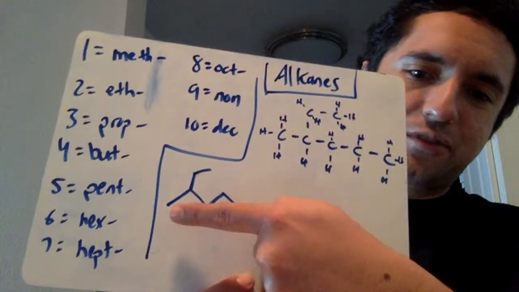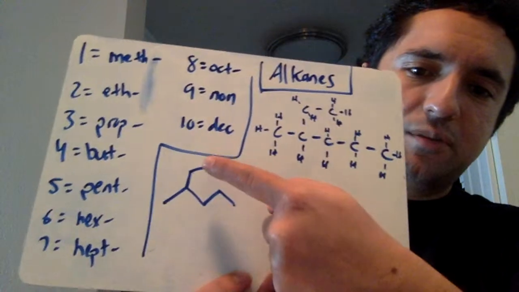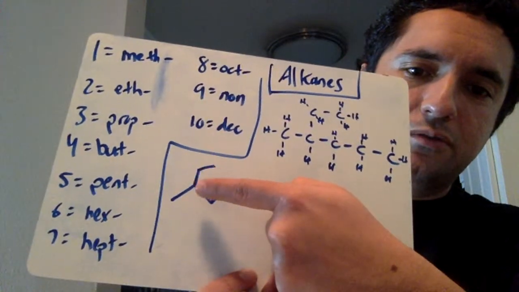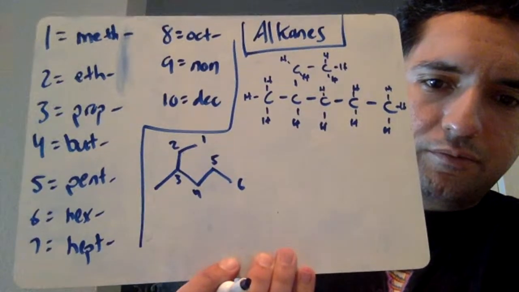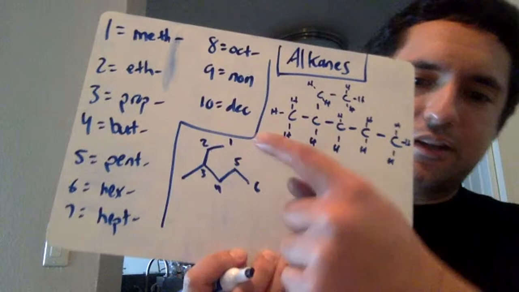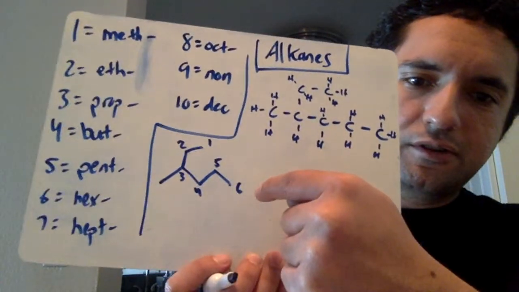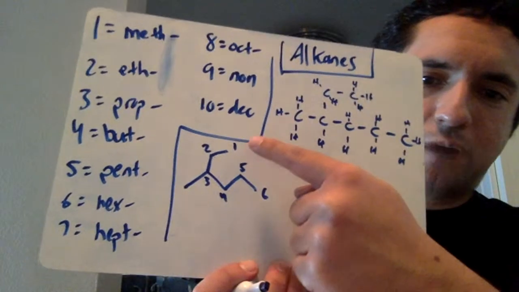I was at first thinking straight horizontally. So we have 1, 2, 3, 4, 5 horizontally. But if we start up here, 1, 2, 3, 4, 5, 6, the longest chain here is 6 carbons. So that's the longest chain, the 6 carbons in a row. And I started with number 1 up here instead of there. And that's important. There's a reason why I did that.